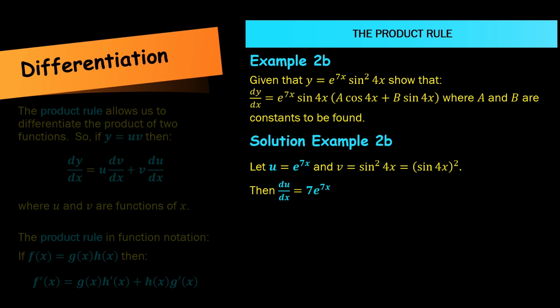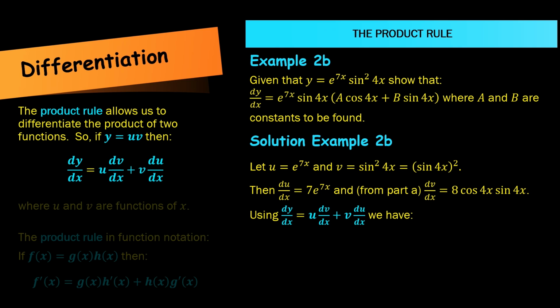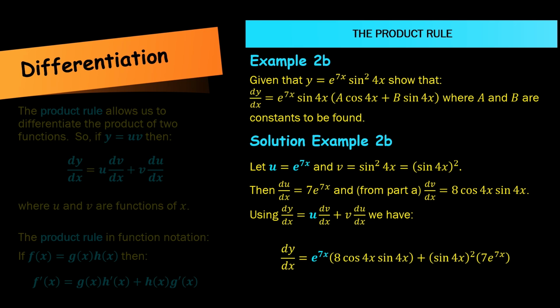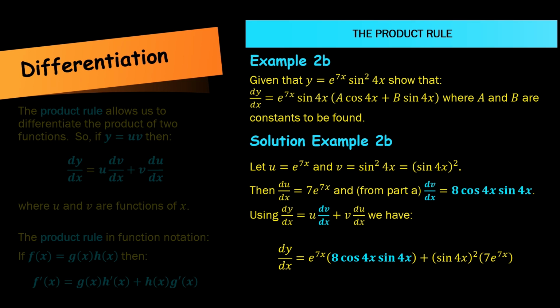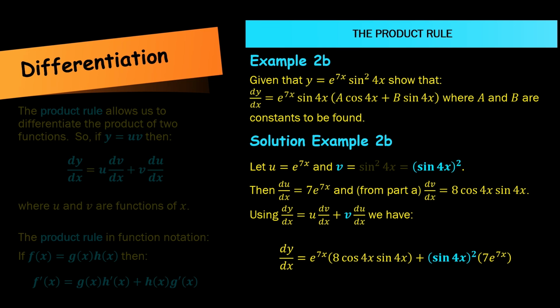So we have that du dx equals 7e to the power 7x, and from part A we have that dv dx equals 8 cos 4x times sine 4x. Using the product rule, as shown, we have dy dx equals e to the power 7x times 8 cos 4x sine 4x plus sine 4x all squared times 7e to the power 7x.